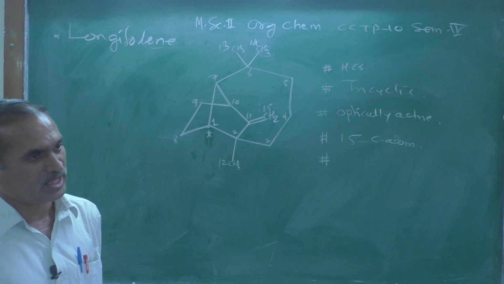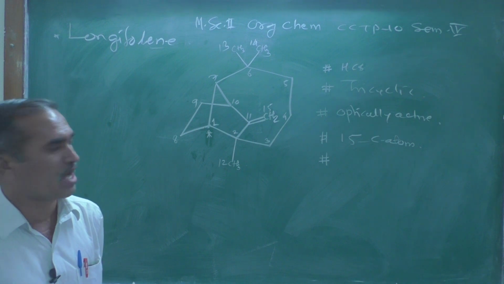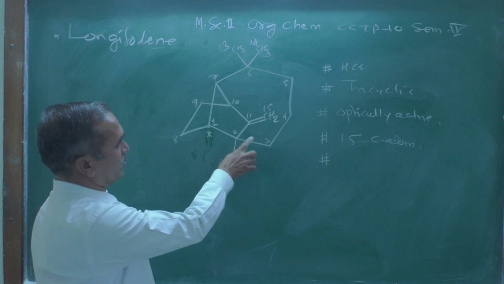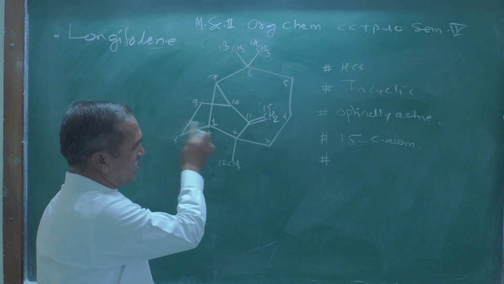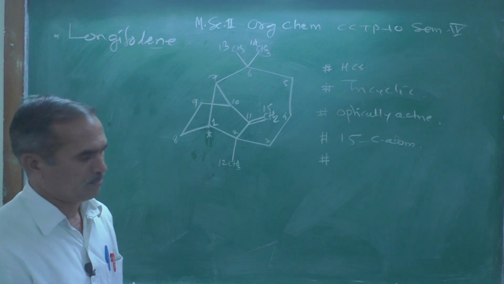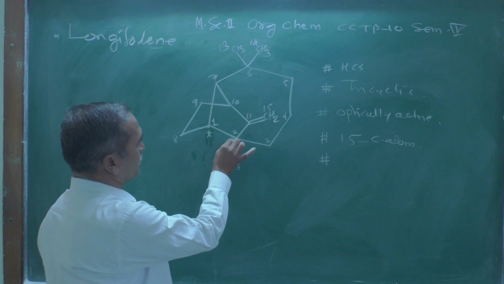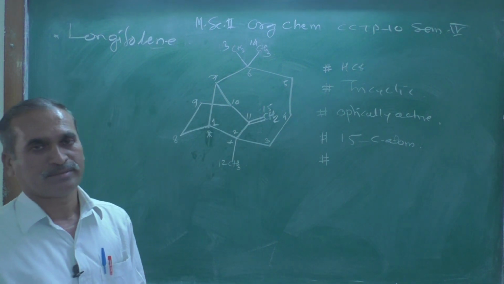If you observe carbon number 2, what do you see? Is it a chiral center? Again there is a methyl group. This is a different group, this is also a different group, and this is also a different group. Therefore, carbon number 2 is also a chiral center.